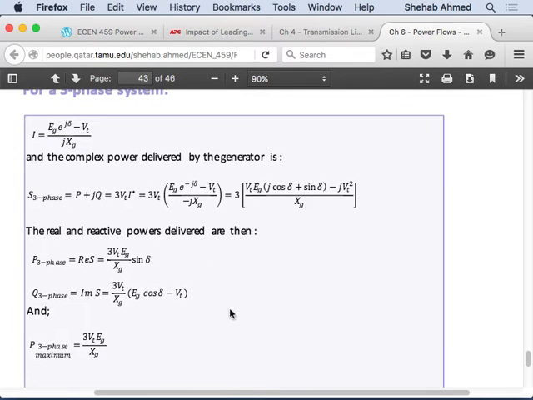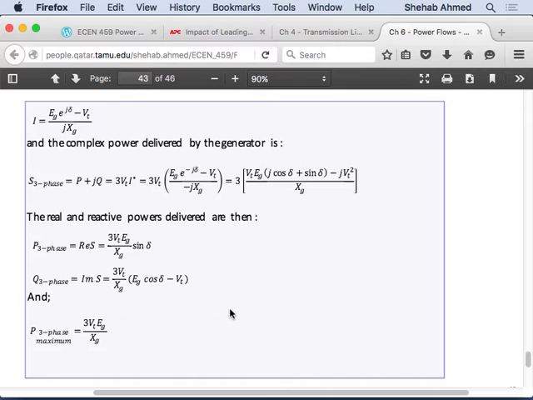And then this is the same equation but derived. I put 3 here, right? It's still a single phase equivalent circuit. So I is still generator internal or back EMF voltage minus terminal voltage divided by reactance in single phase. But for 3 phase power, I multiplied by 3, right? So that's the only thing that changed from single phase to 3 phase.